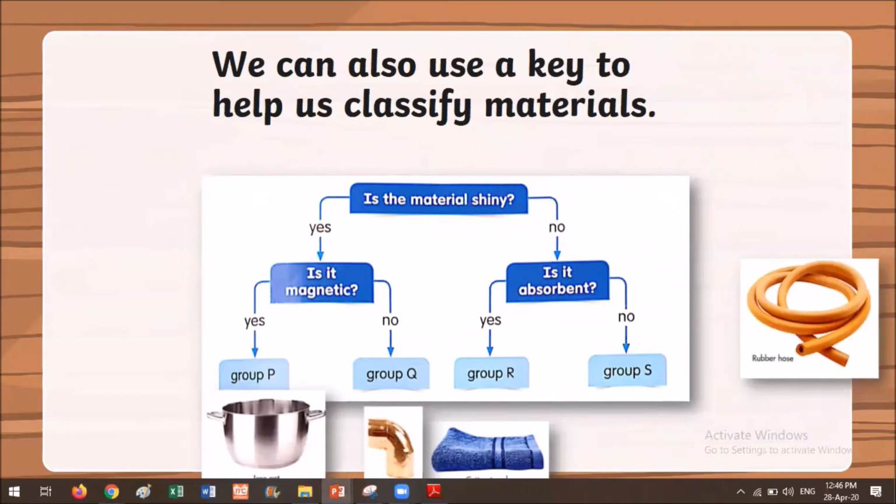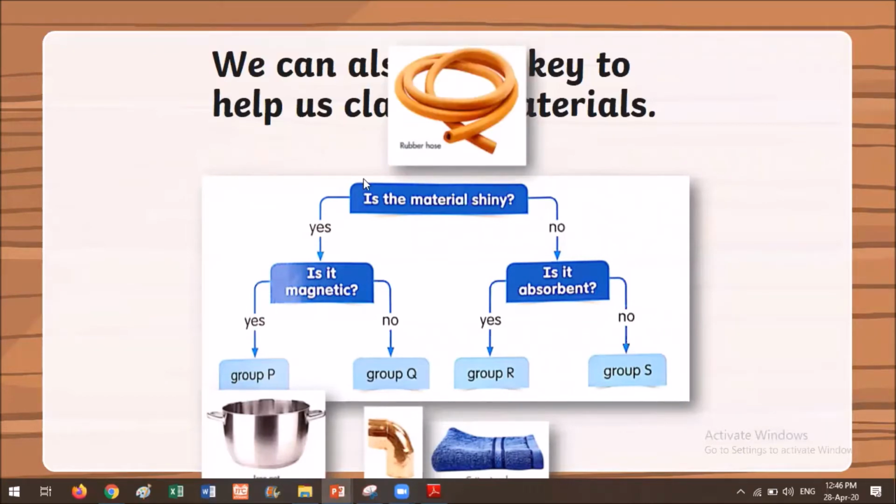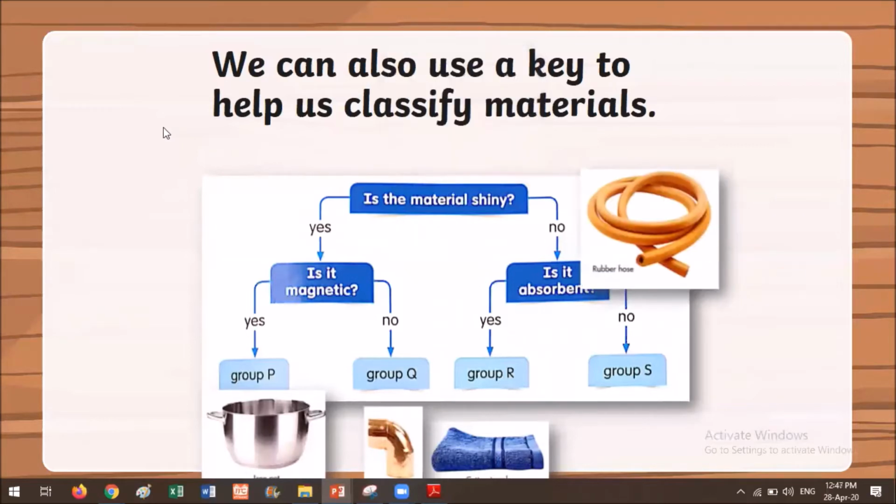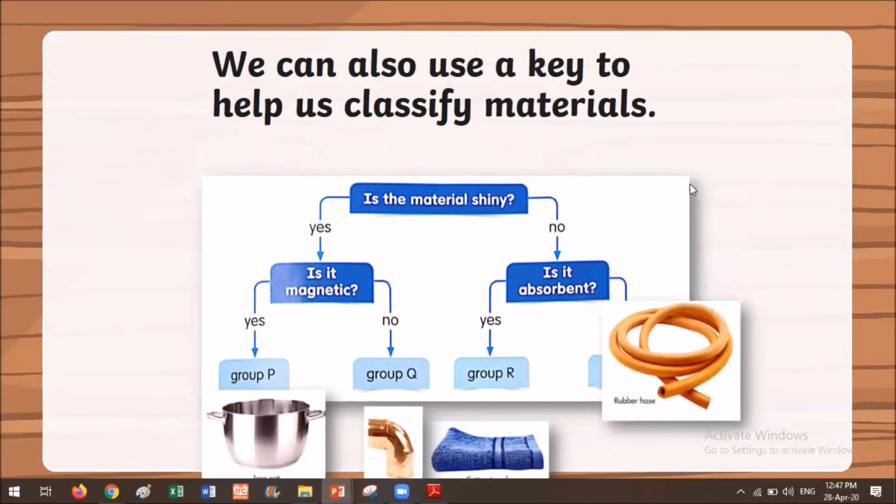And the next one, let's try Lily. Hi. Lily, is the rubber hose shiny? No. So we take it down to no. And is the rubber hose absorbent? No. Excellent. Well done, Lily.